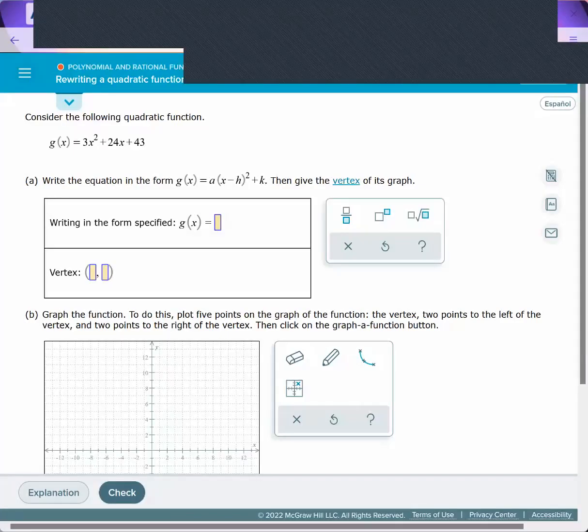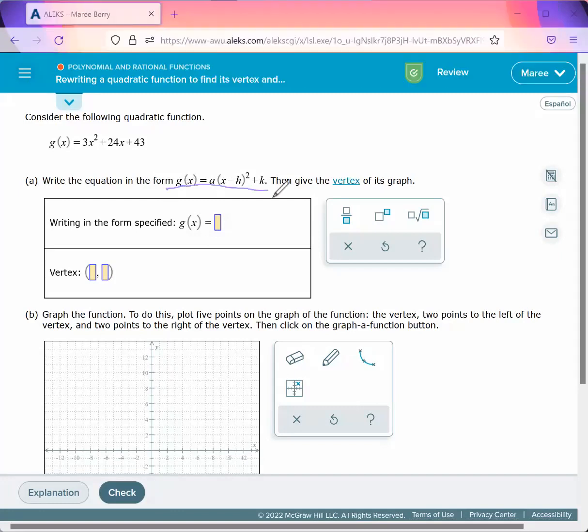So in this particular lesson, we're going to be rewriting our quadratic function in the standard form so that we can find the vertex, and then we'll be able to graph it from there. So the way we do this is we want to factor out a 3 out of the first two terms so that we're left with x squared plus 8x. And then I leave a space here, and then we have our plus 43 out here. So now we can complete the square.